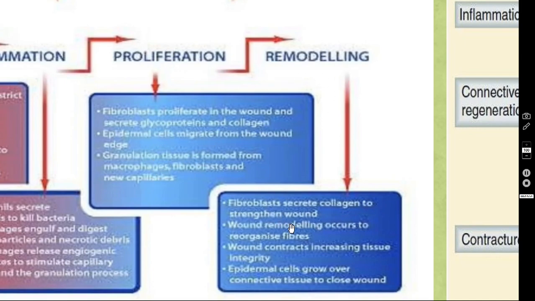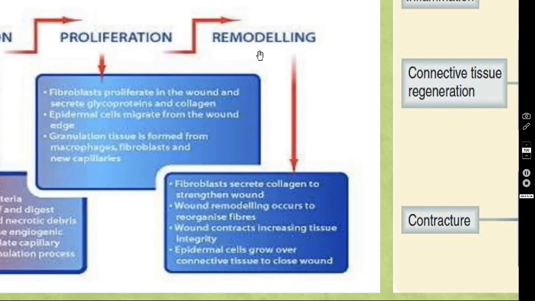In the remodeling phase, the final stage of wound healing, the fibroblast secretes collagen. The collagen changes from collagen 3 to collagen 1, and cross linkage happens in the collagen.